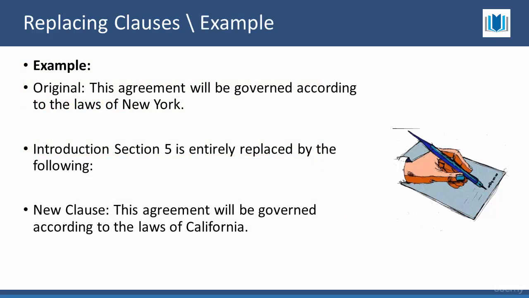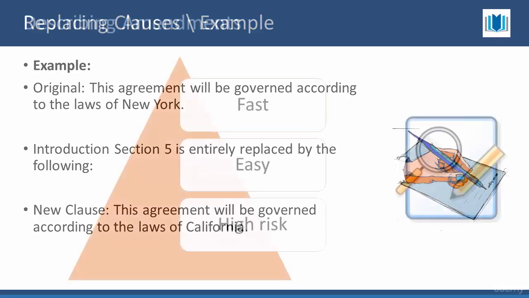Example: Original: This agreement will be governed according to the laws of New York. Introduction: Section 5 is entirely replaced by the following. New clause: This agreement will be governed according to the laws of California. Replacing clauses is particularly useful when multiple changes are necessary.